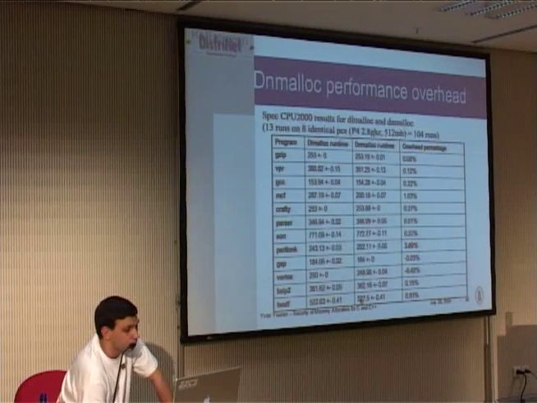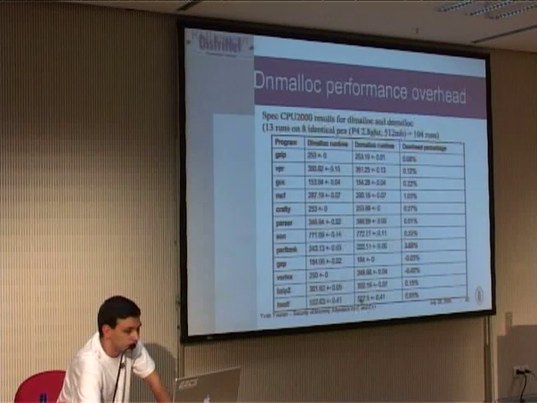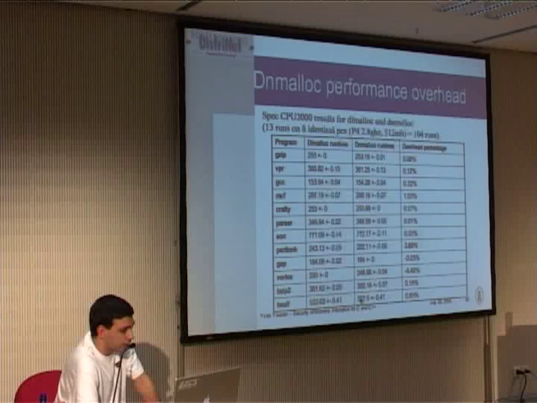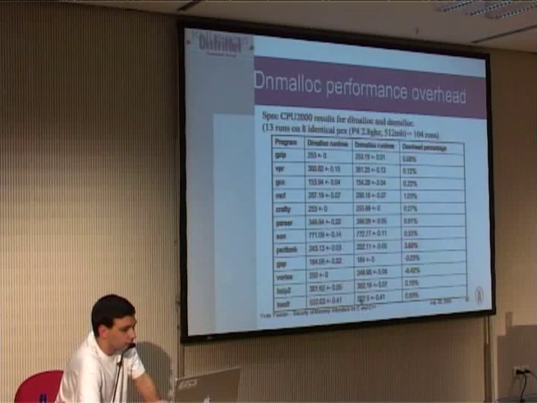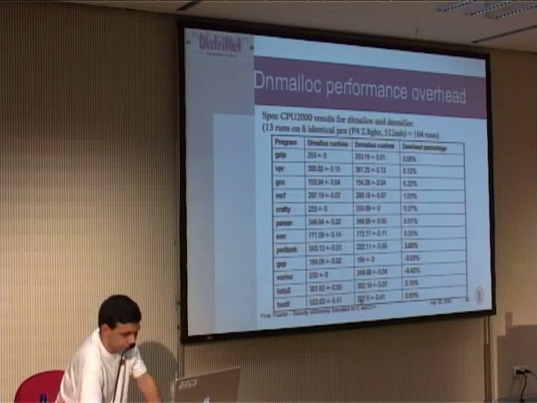We ran the SPEC CPU 2000 benchmark 13 times on 8 identical PCs for a total of 108 runs. What's in red is our maximum overhead, that's 3.69%. And our minimum overhead is minus 0.42%.